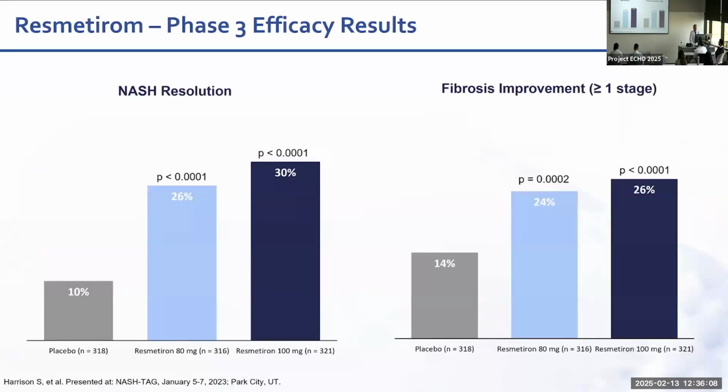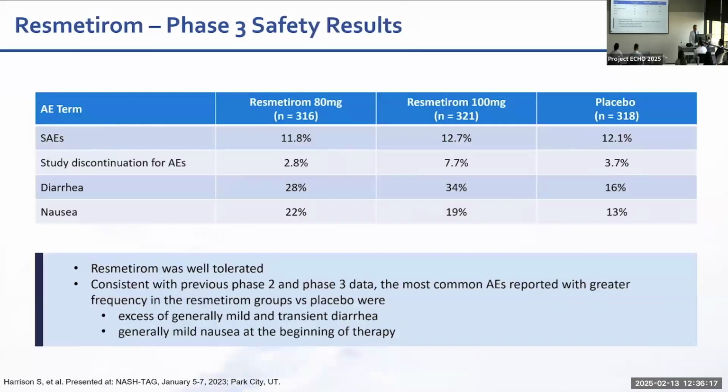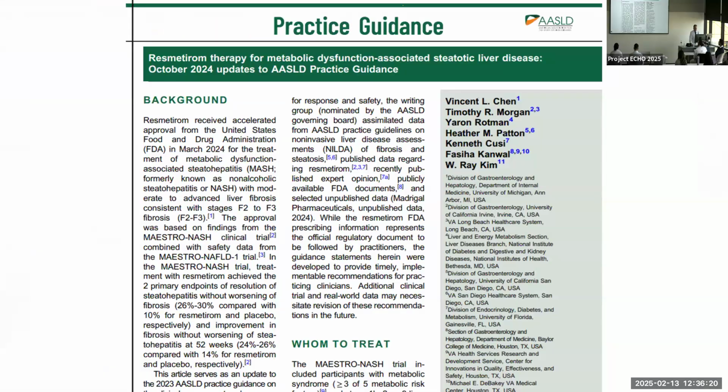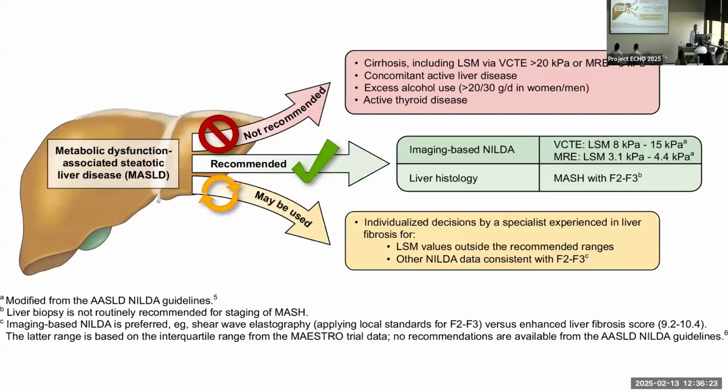These are the phase 3 trials for resmetirom. It helps with NASH resolution, and it also improves fibrosis. Side effects are tolerable. We have a practice guideline for that. You see, for cirrhotic patients, it's not recommended if the patient's VCTE, transient elastography, is very high, like higher than 20 with FibroScan, and with MR elastography higher than 5. And if we have a concomitant active liver disease, continuing excessive alcohol use, or active thyroid disease, these are contraindications.